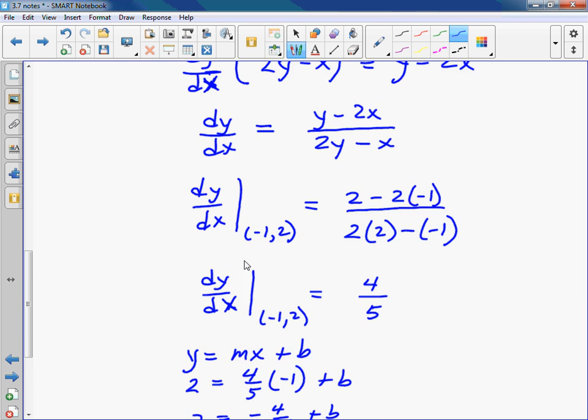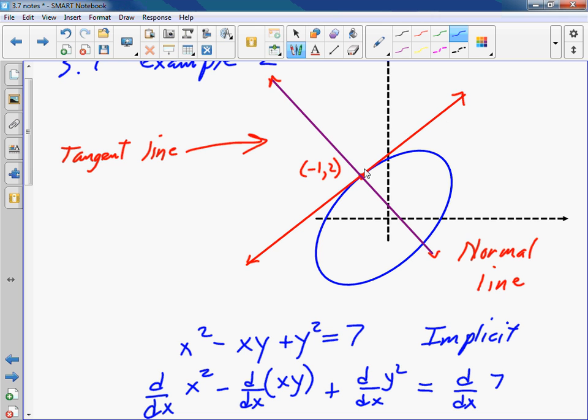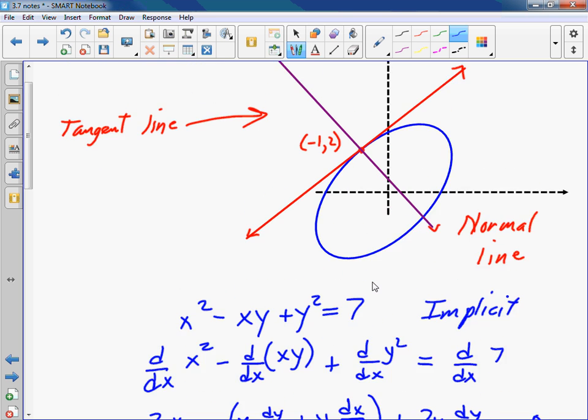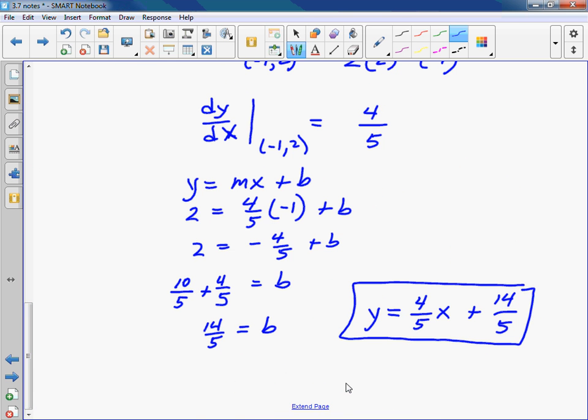14/5 is almost 3. So our slope of 4/5 definitely makes sense. Pretty much makes sense. Okay, so that one seems like it works. So next we need to find the equation of the normal line or perpendicular line.